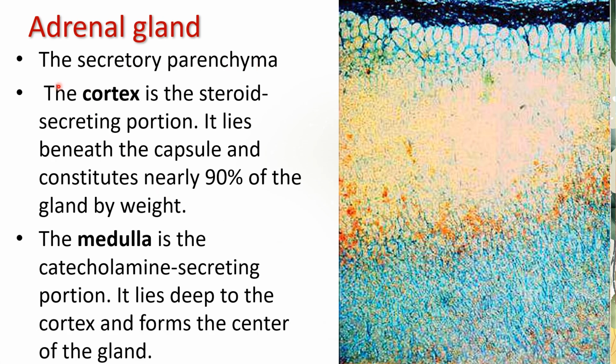Secretory parenchyma consists of cortex and medulla. The cortex is the steroid secreting portion, and it lies beneath the capsule and constitutes nearly 90% of the gland by weight. This one is the cortex, and this whole area is the cortex, and medulla is the catecholamine secreting portion. It lies deep to cortex and forms the center of the gland.